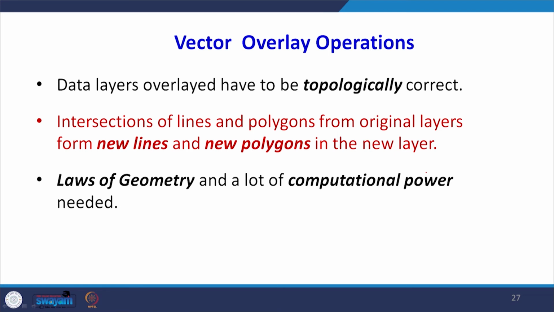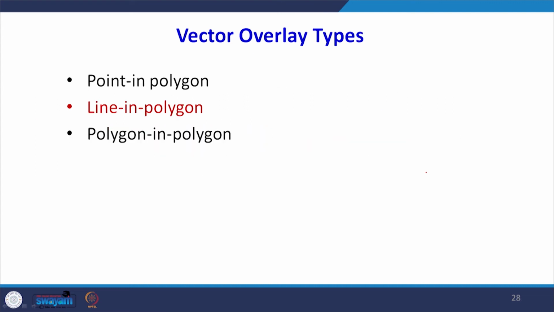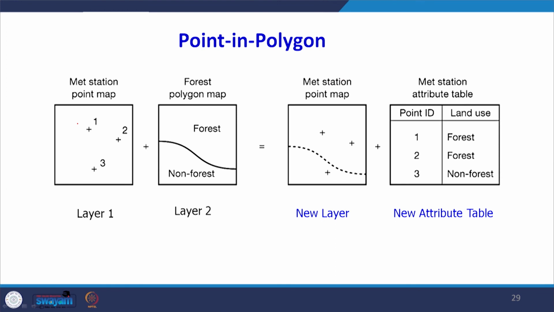When you are overlaying vector data, you have to ensure that you have created the topology and that the topology is correct. When you are intersecting one line map over another line map, you will create several other lines. You may create several other polygons. So you have to ensure the correct topology when you are doing that. Now, when you are superimposing, you can have point in polygon, line in polygon, polygon in polygon superimposition. So, point data in the polygon data. This is an example of that.